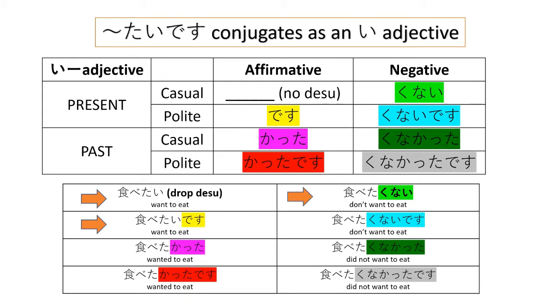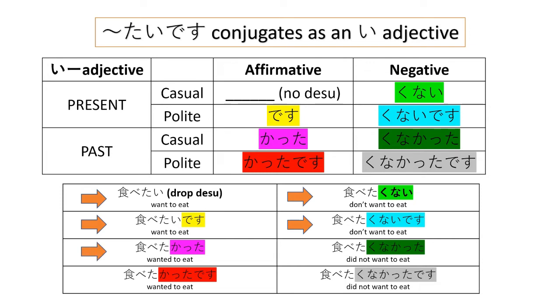Now, for tabetakunai, as you can notice, we drop the hiragana i. So it becomes tabetakunai. Same with tabetakunai desu. Tabetakunai desu, the polite form.